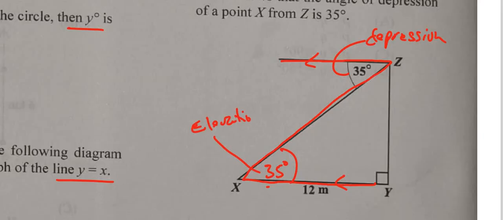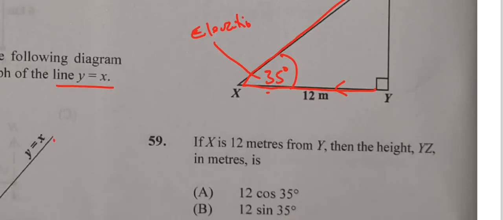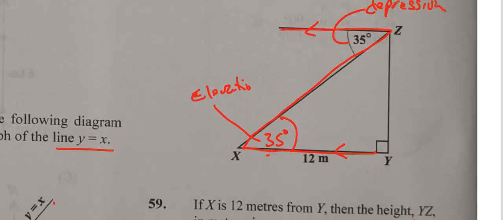Now, given that that's the angle of elevation, let's see what they're asking us for. They want us to find the height, YZ. So let's go back there. Y to Z is this side here, so let's call that YZ. We want to find that height.